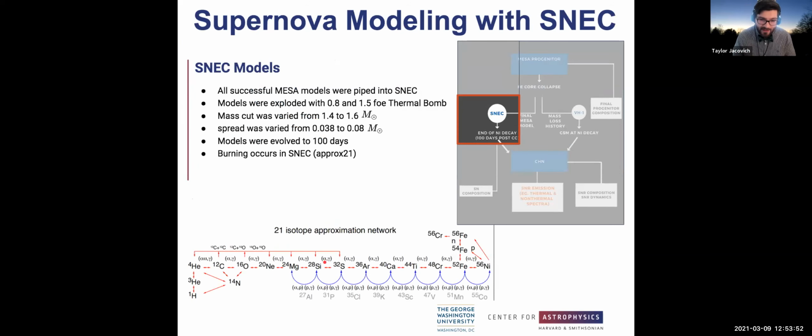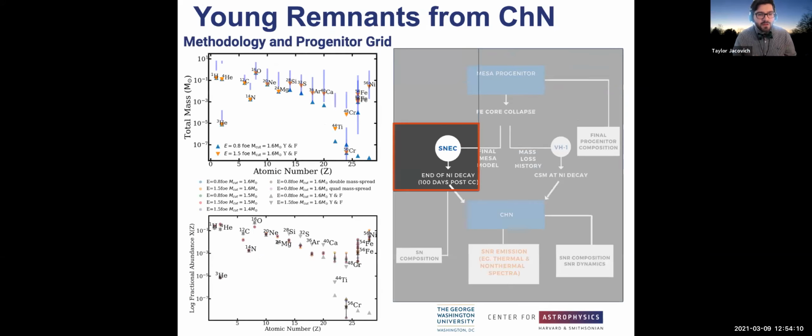From there, we moved on to SNEC. Now, on the SNEC side of things, we had to do a fair bit of calibration to make sure that our models were exploding in a reasonable way, because there are several free parameters you have to tune. And so to do that, we compared to the literature, in this case, a paper by Young and Fryer. And we tuned our explosion parameters such that we were able to generate reasonable agreement with their output, with the notable caveat that they have a much bigger reaction network.